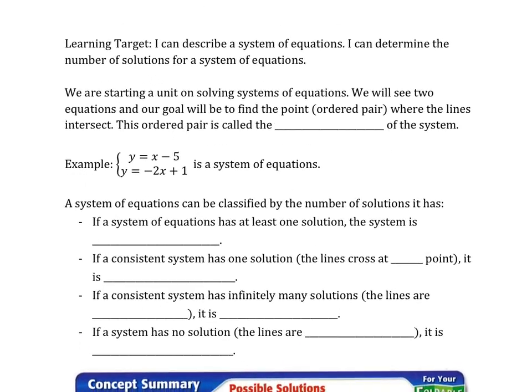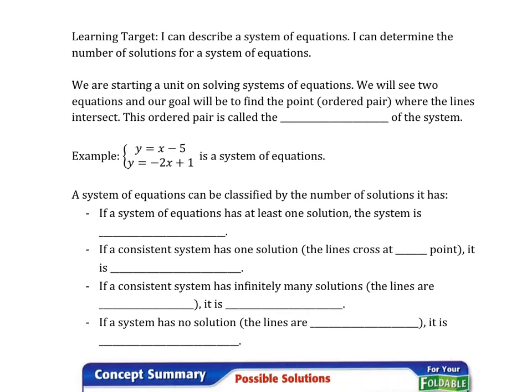Our learning target for today is I can describe a system of equations and I can determine the number of solutions for a system of equations. So we're starting our unit here on solving systems of equations. We will see two equations and that makes up a system, and our goal will be to find the point or the ordered pair where the lines intersect. So this ordered pair is called the solution of the system.